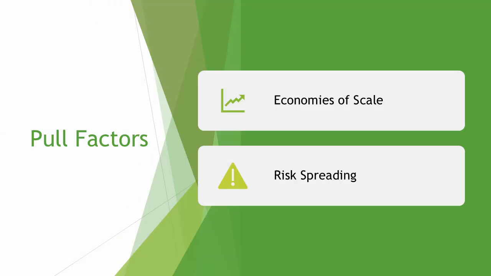Pull factors are the attractions of trading internationally, and the different pull factors are economies of scale and risk spreading. Economies of scale occur when increased production reduces average costs, prompting trade as firms expand to new markets to achieve these savings. Risk spreading is dividing business activities across different markets, prompting trade by reducing reliance on one market.